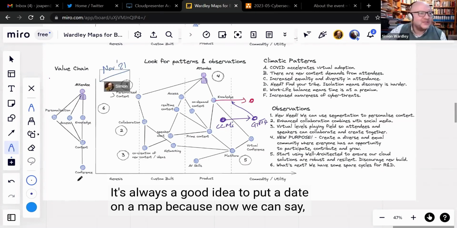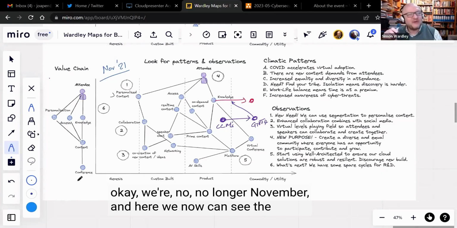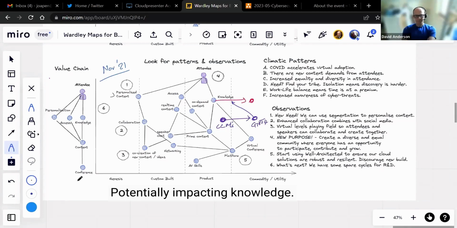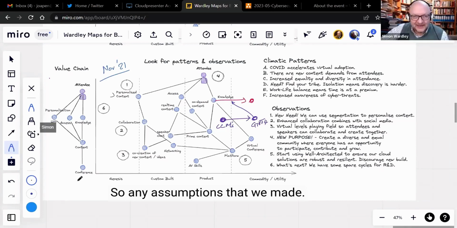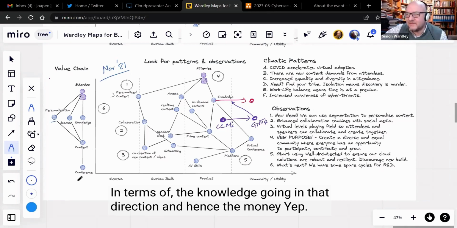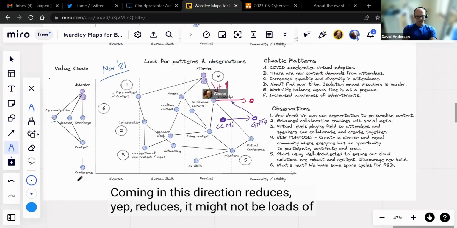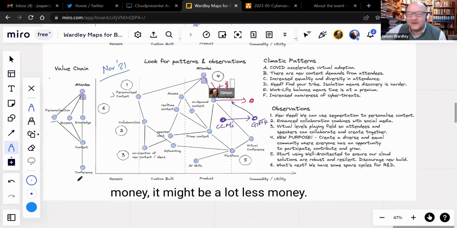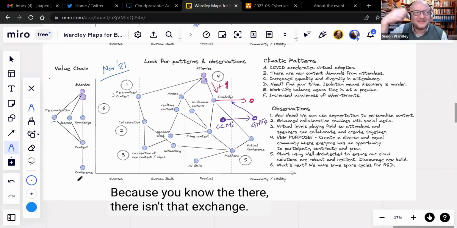It's always a good idea to put a date on a map, because now we can say, okay, we're no longer in November, and here we can now see the influence of LLMs being industrialized, potentially impacting knowledge. So any assumptions that we made in terms of the knowledge going in that direction, and hence the money coming in this direction, reduces. Yep, reduces. It might not be loads of money. It might be a lot less money, because there isn't that exchange.